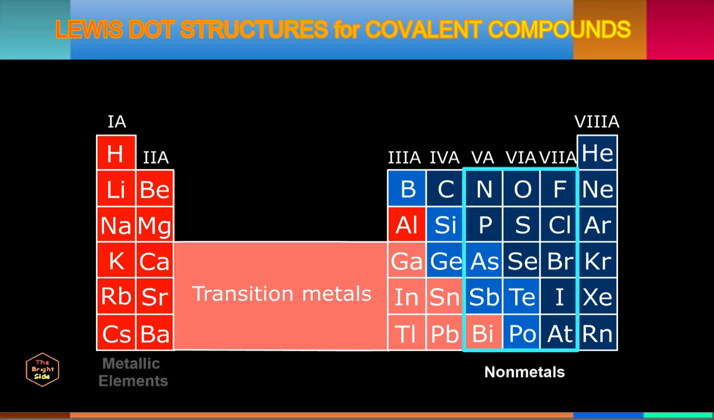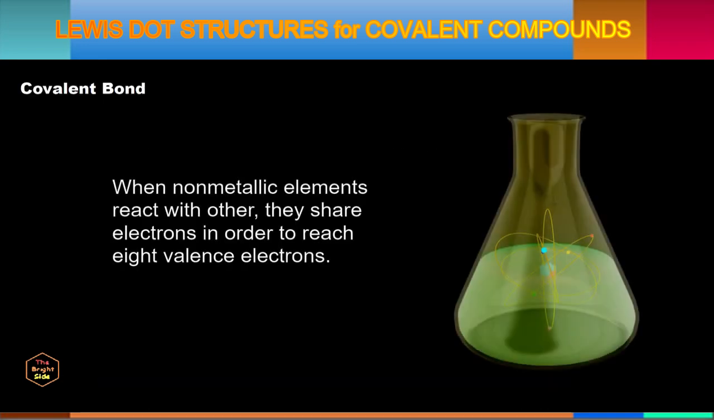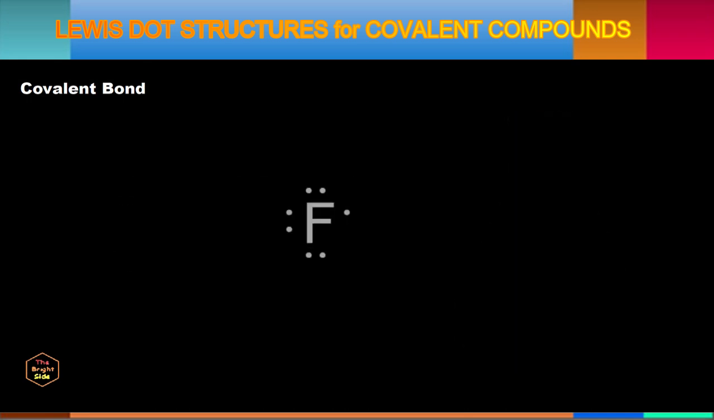Nonmetals at the right side of the periodic table tend to either gain electrons to form negative ions, such as fluorine, oxygen, and nitrogen, or to share electrons in covalent bonds. When nonmetallic elements react with each other, they share electrons in order to reach 8 valence electrons. Let's see this in action. One fluorine atom has 7 valence electrons, so it requires 1 more to satisfy the octet rule.